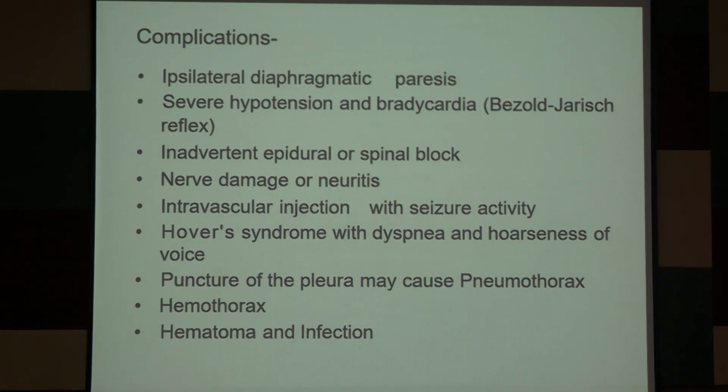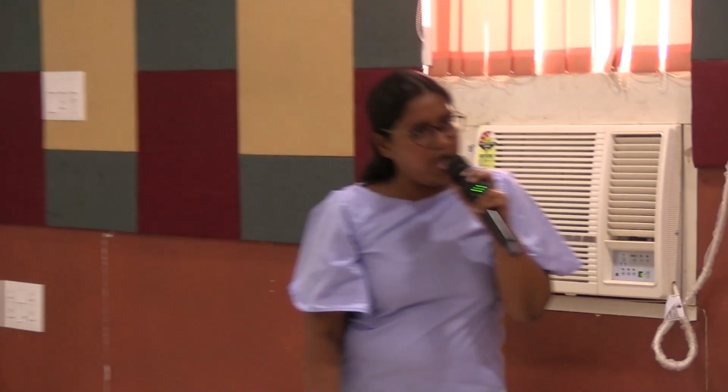There can be pneumothorax, hemothorax, hematoma and infection. Why hematoma? Because the large vessels are present. If accidentally you prick in the vessels and the bleeding doesn't stop, there will be formation of hematoma.